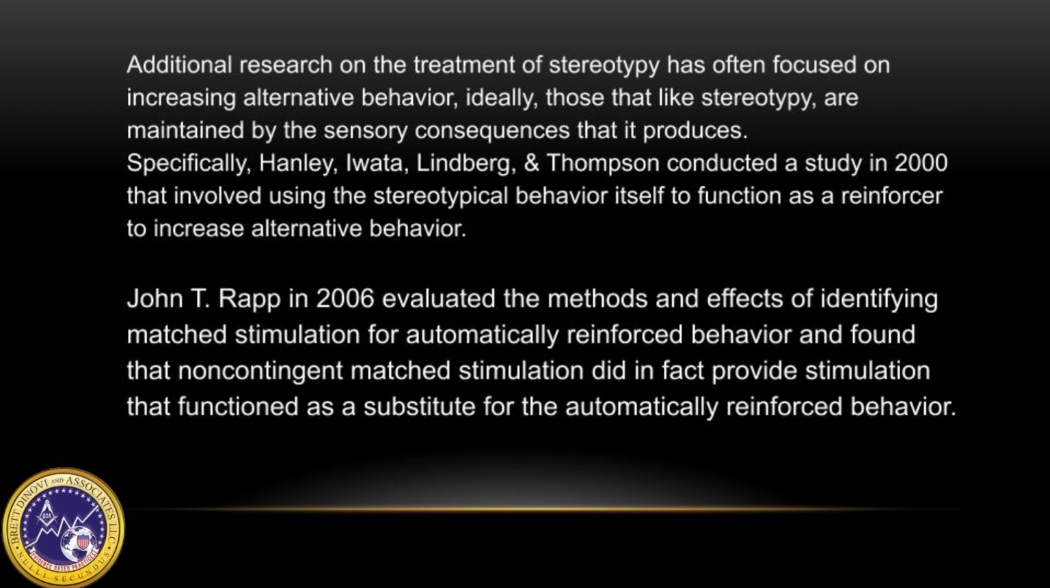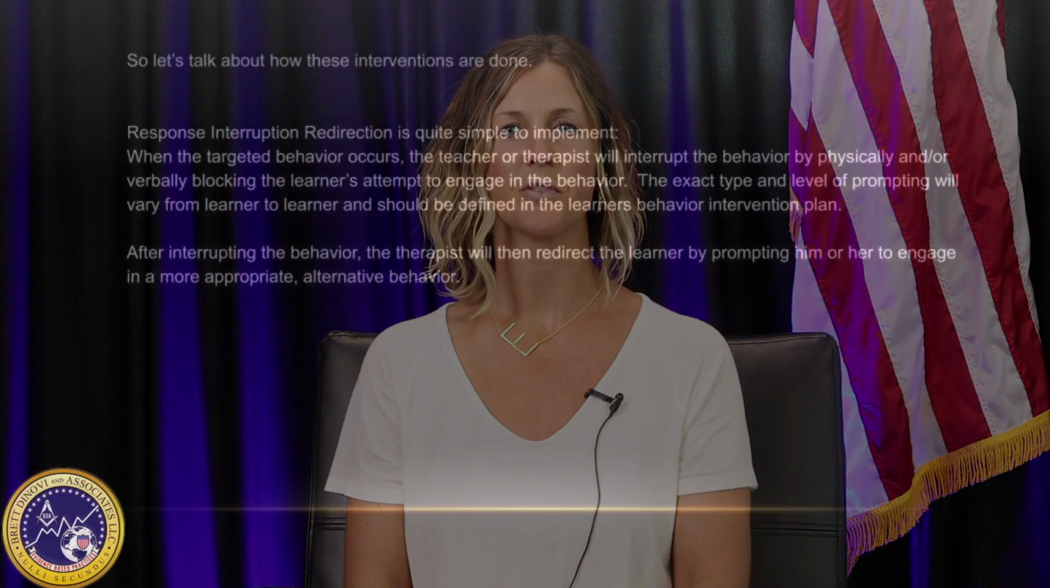John T. Rapp in 2006 evaluated the methods and effects of identifying match stimulation for automatically reinforced behavior and found that non-contingent match stimulation did in fact provide stimulation that functioned as a substitute for the automatically reinforced behavior. So let's talk a little bit about how these interventions are done.